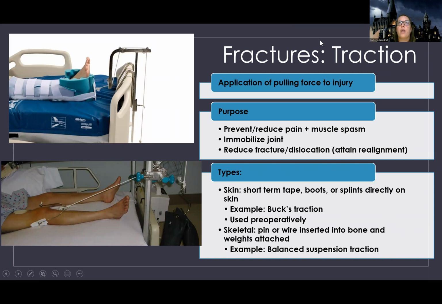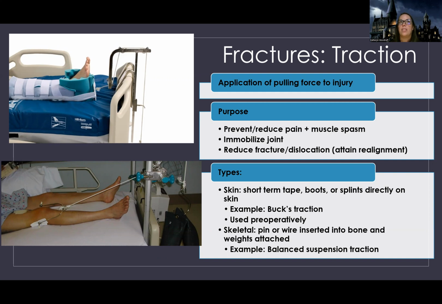So that's what I talked about, a reduction, which is the alignment. And then I started to talk a little bit about the immobilization through the fixation. Other ways that we can reduce injuries and then immobilize them is what is known as traction. And this is a pulling force to the injury. It didn't make sense to me at first, but these are done in a lot of places. They can be done for a neck fracture, they can be done for an arm fracture, but most commonly you're going to see them done for hip and leg, like femur fractures.